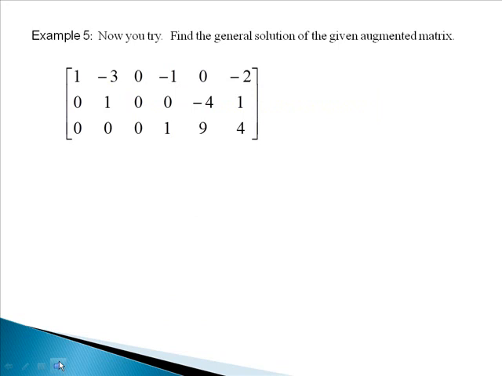For example 5, I want you to try. I want you to find the general solution of the given augmented matrix. So the first step is to get it into reduced echelon form, which means that you're going to need to look at your pivots and make sure that you have zeros up above them. And once you do that, then write it in equation form and solve those for the basic variables. And we'll talk about those in class.